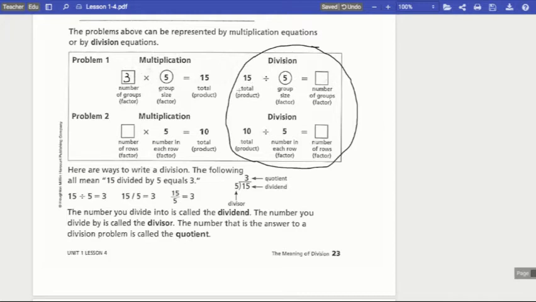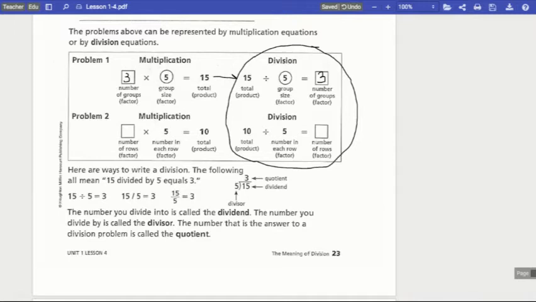So if you started with a total of 15, you would subtract 5. 15 minus 5 gets you down to 10, minus 5 more gets you down to 5, and minus 5 more gets you down to 0. And so after repeated subtraction 3 times, you got down to 0. And what you'll notice is kind of a mirror effect.